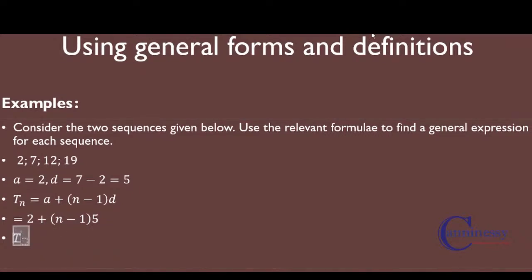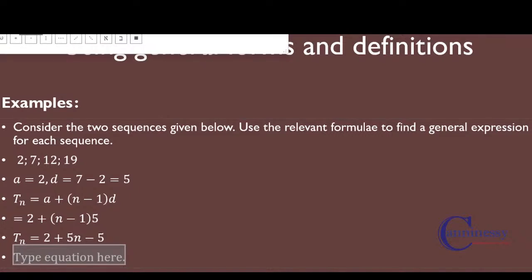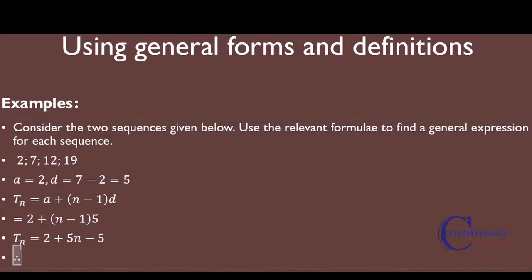So Tn is equal to 2 plus 5n minus 5. Therefore, Tn is equal to 5n minus 3.